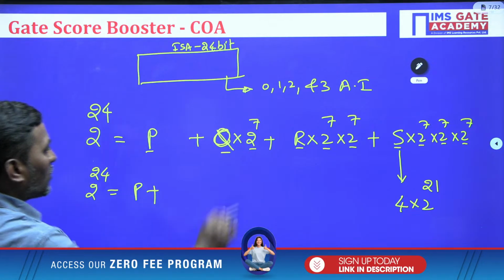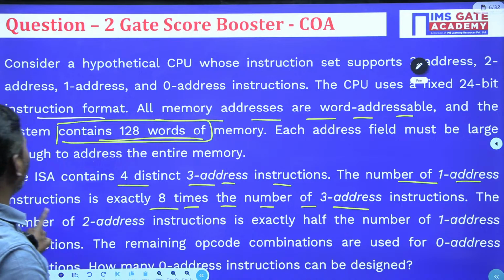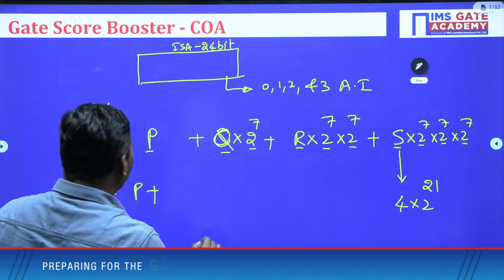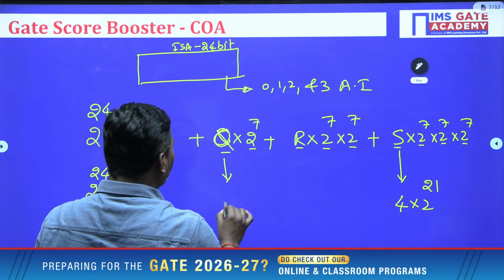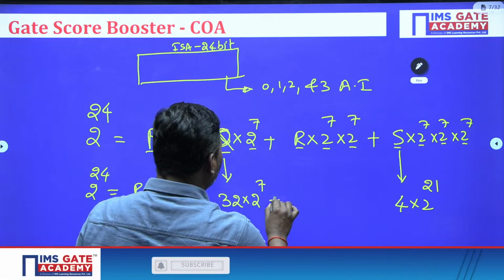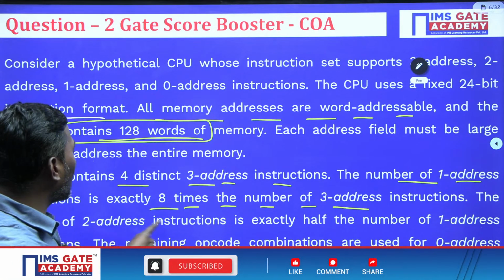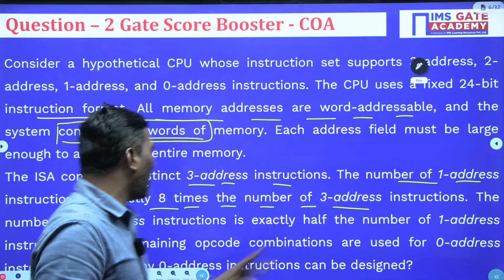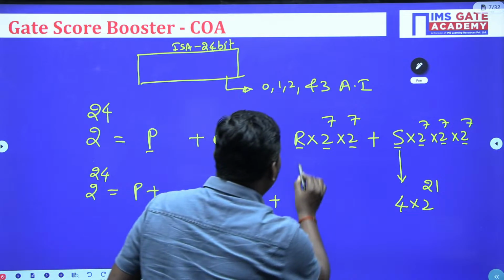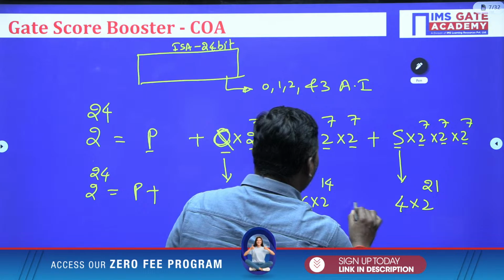Okay, so the S value, 3 address instructions, 4 are there. The number of 1 address instructions is exactly 8 times the number of 3 address instructions. So 8 times means 32, and 32 into 2 power 7 I have written, plus. The number of 2 address instructions is exactly half the number of 1 address instructions, half of 32 is 16. The R value, 16 into 2 power of 14, I can write, plus.